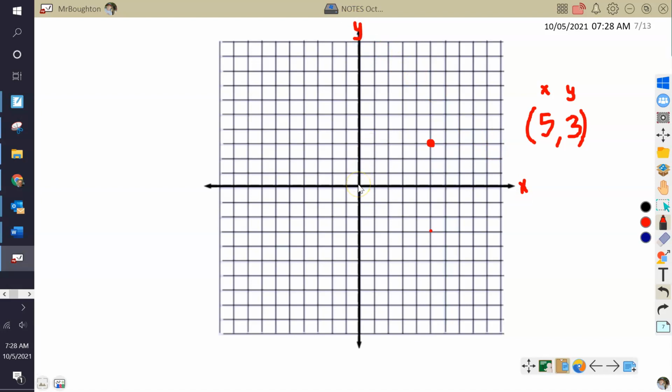So we walk along the x-axis to the positive 5. So 1, 2, 3, 4, 5. Notice I'm right on the lines. I'm not out here in the spaces. I'm not counting the boxes. I'm counting these lines right here.